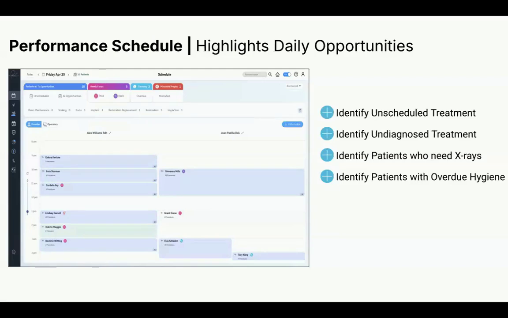You'll be able to think, Bob's coming in at 3 o'clock. Wow, he's blue. What does that mean? You also notice that this is a hygiene schedule. This is a doctor schedule, right?